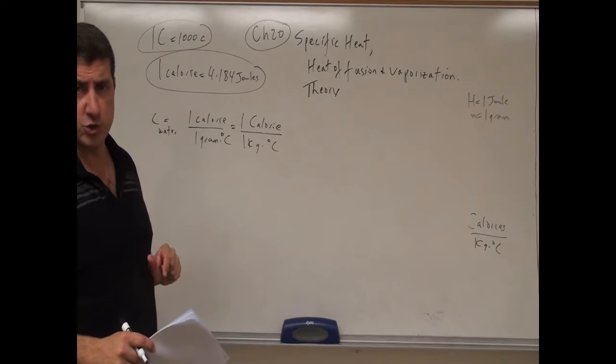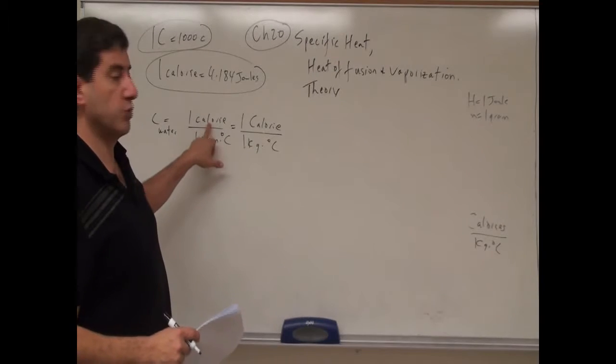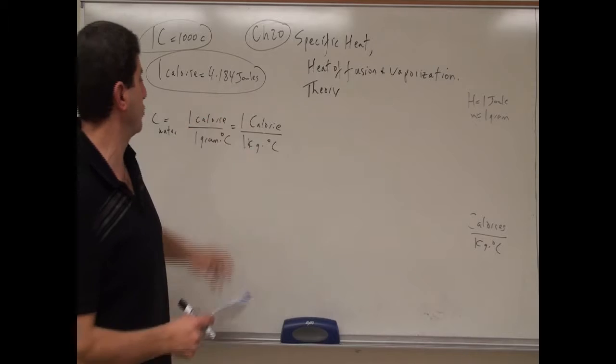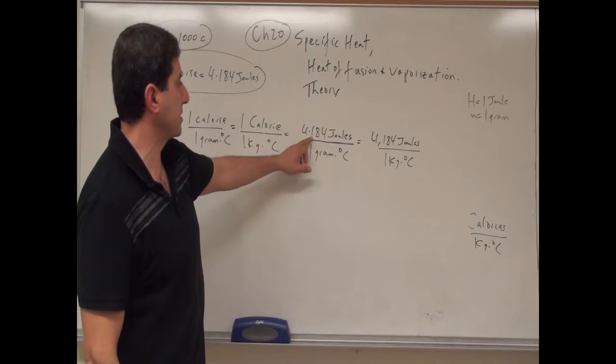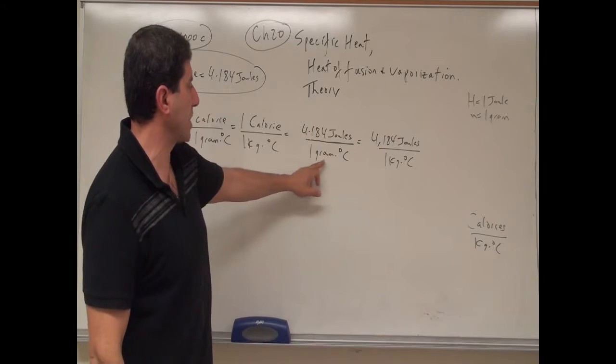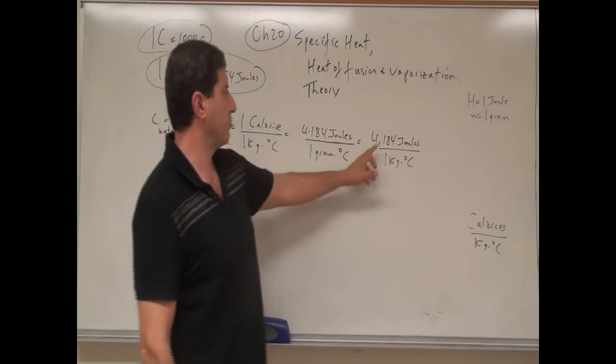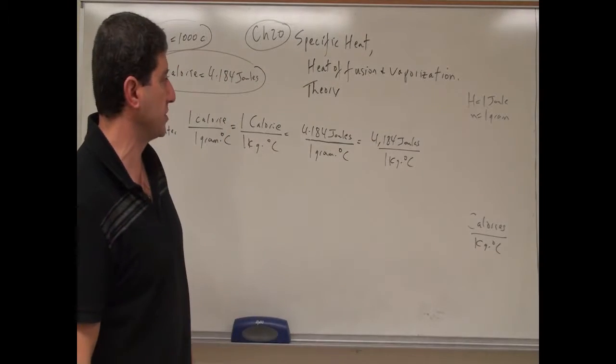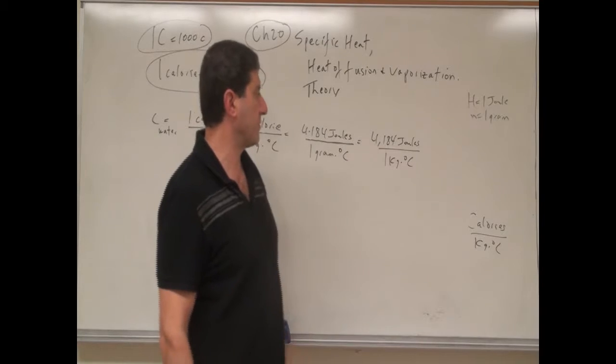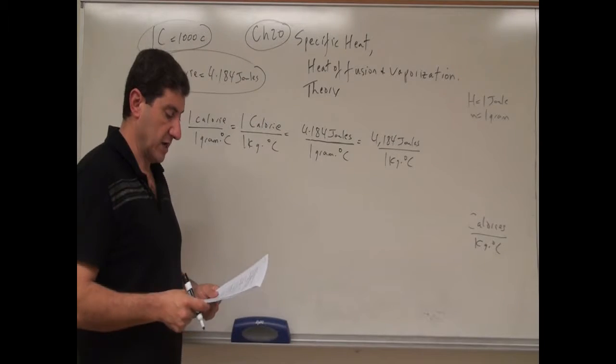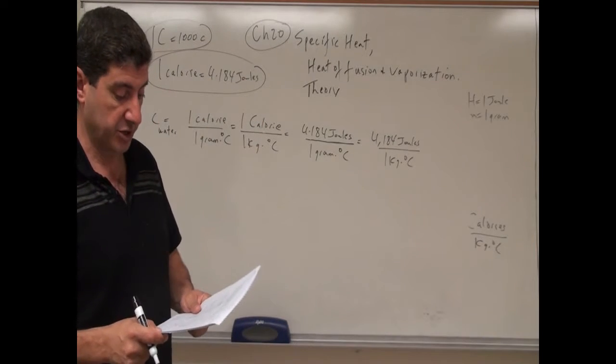Then we can convert that to joules. Since one small calorie is 4.184 joules, 4.184 joules of heat to change the temperature of 1 gram of water by 1 degree Celsius, it would take 4,184 joules to change the temperature of 1 kilogram of water by 1 degree Celsius, right? Now let's see the specific heats of some other materials.